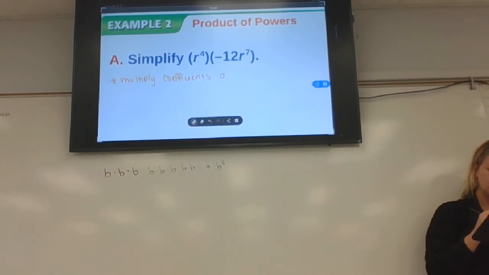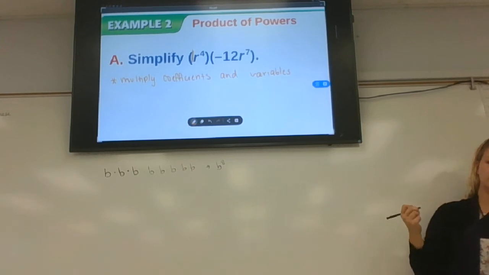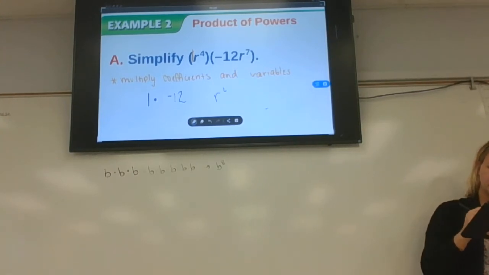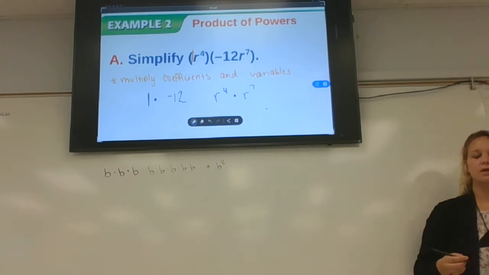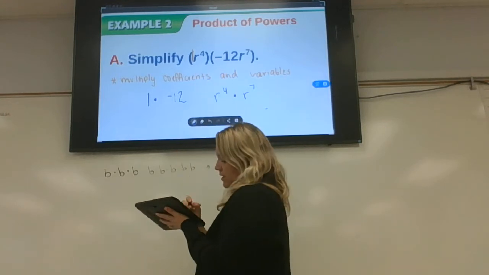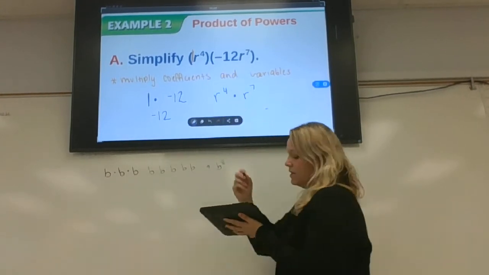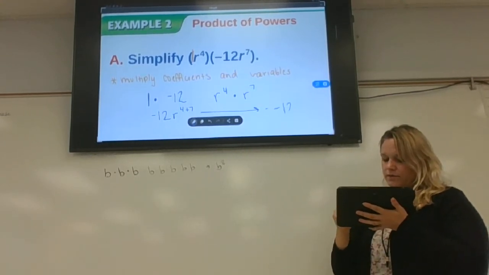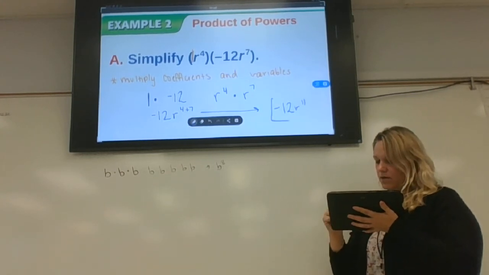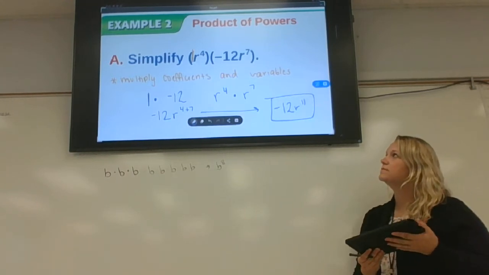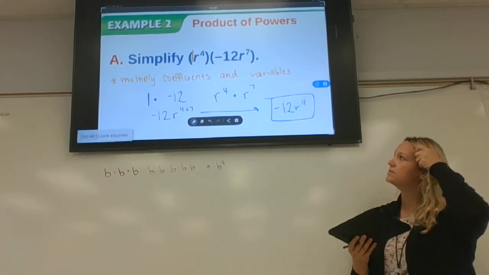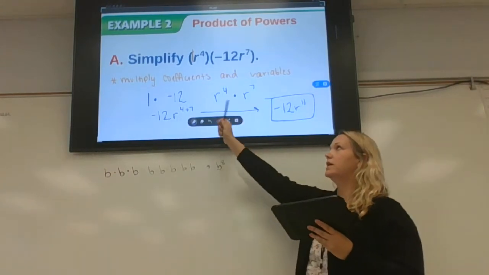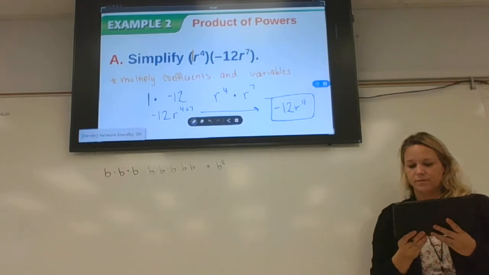multiply coefficients and variables. So like there's a 1 in front of this r to the fourth that we can't see. So when I do this, I'm going to do 1 times negative 12, and I'm going to do r to the 4th times r to the 7th. So I multiply the coefficients here and here, 1 times negative 12, negative 12, and then I have 4 r's and 7 r's. So when you multiply the same base, you add them. So I'm going to do 4 plus 7, negative 12 r to the 11th. And you really don't have to show any work. So I showed a lot here, but if you're looking at that, like, okay, just add the 4 and the 7, you're right.